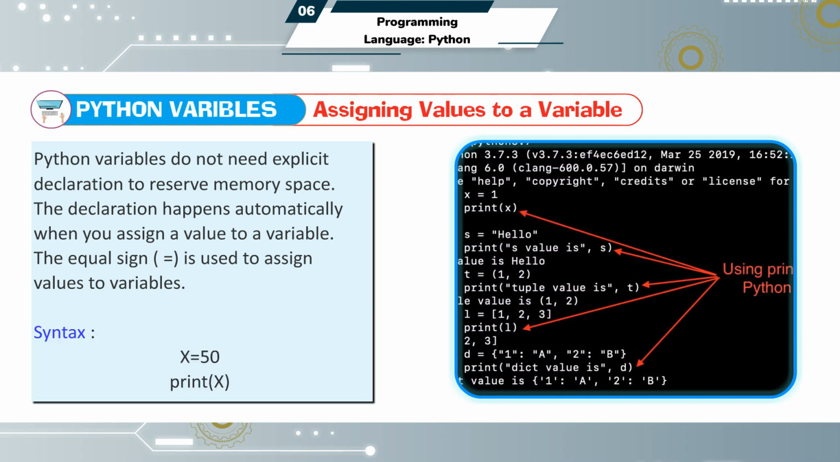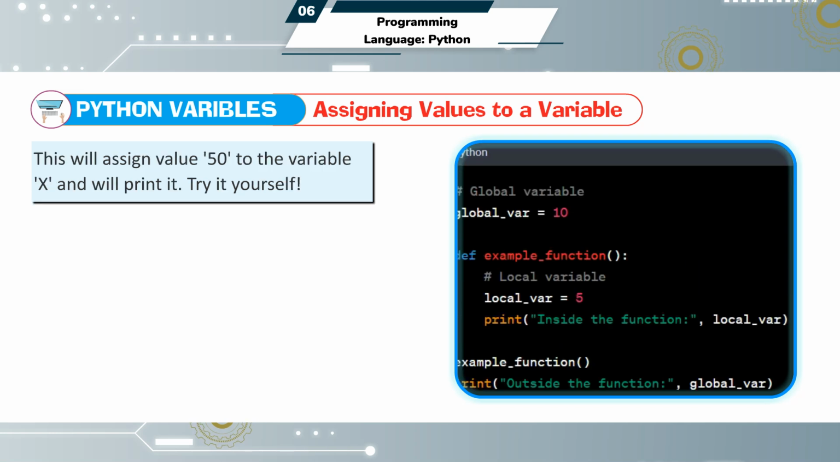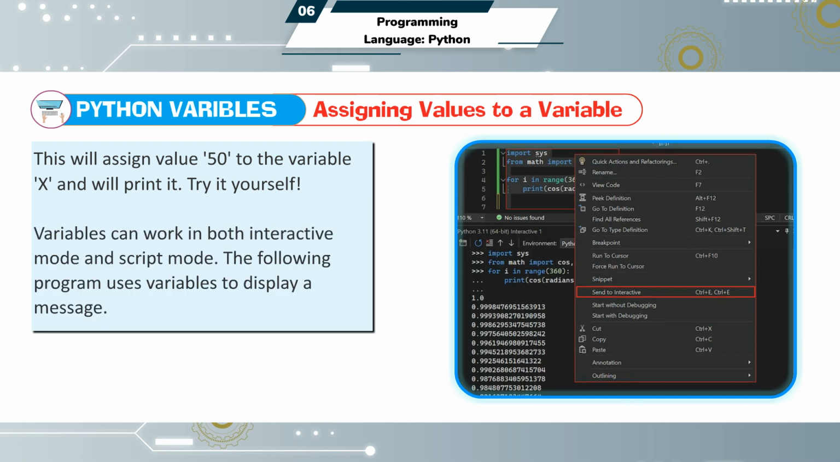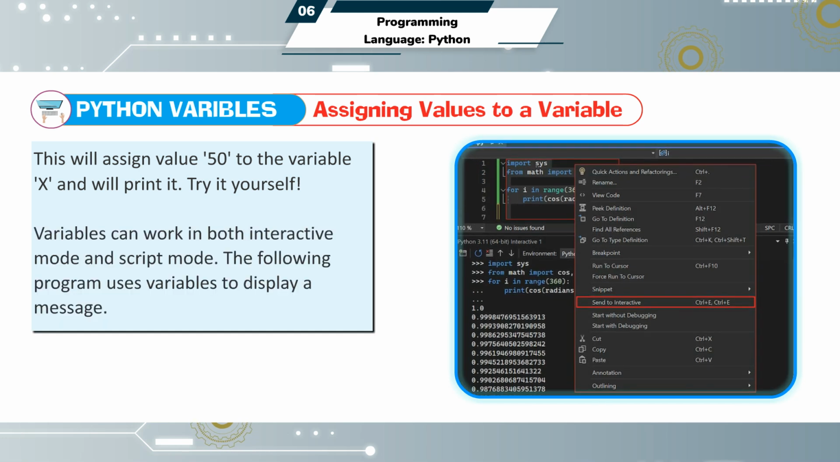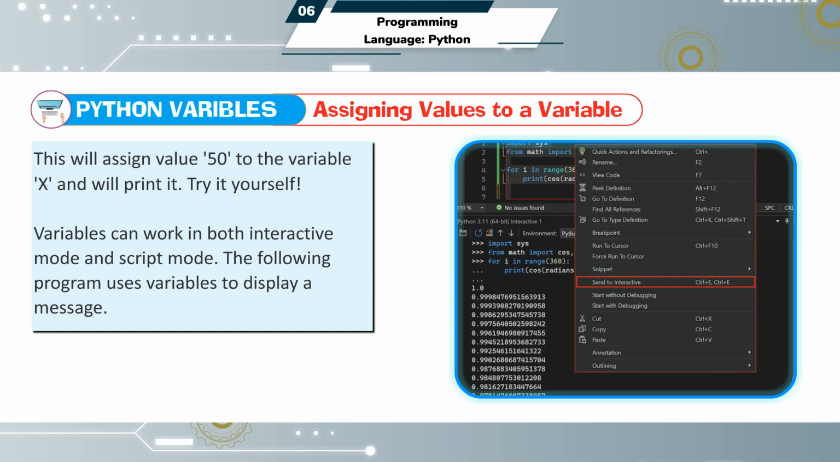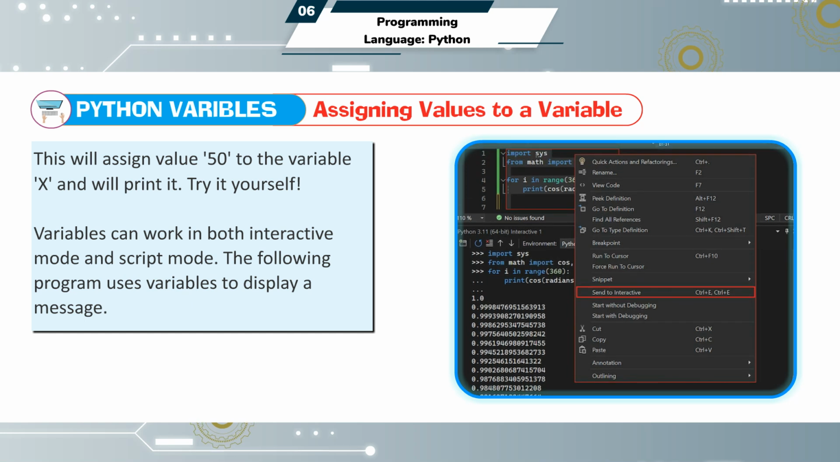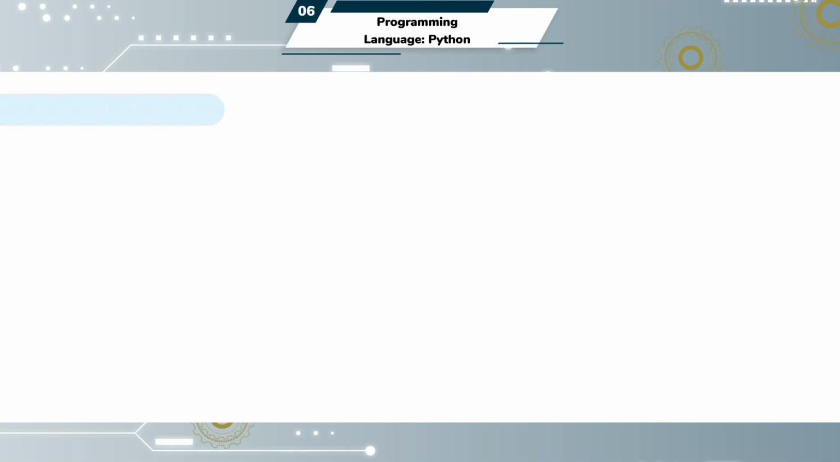Syntax: x = 50, print x. This will assign value 50 to the variable x and will print it. Try it yourself. Variables can work in both interactive mode and script mode. The following program uses variables to display a message.